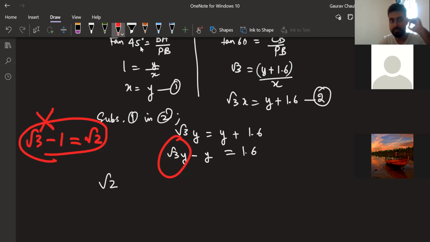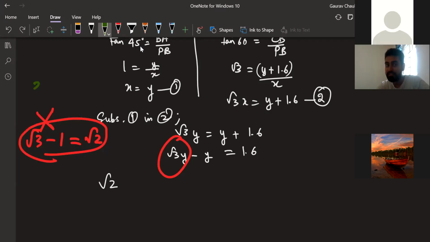All right, root 3 minus 1 is not root 2 because firstly, I cannot subtract root 3 and root 1. This is like saying they have different values. I cannot just subtract these two things. This is not how I can do it. It is not 3 minus 1 equal to 2. It's a different thing going on here.